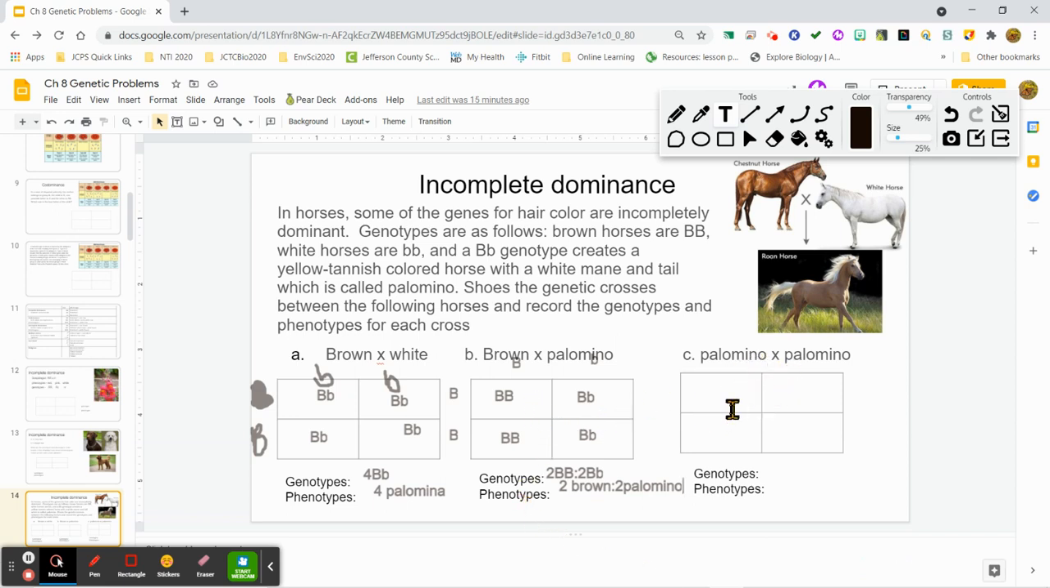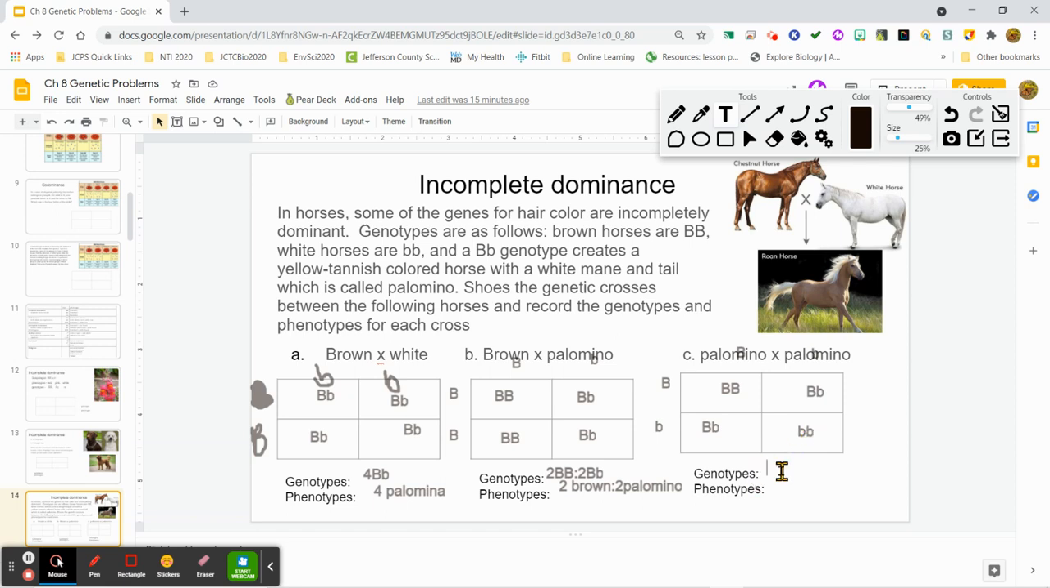And here you're going to cross a palomino with a palomino. So you're going to have two heterozygotes. So that's going to be a big B, a little b, and a big B and a little b, and then you're going to cross those. This is going to be a big B, big B, a big B, little b, a big B, little b, and a little b, little b, right?